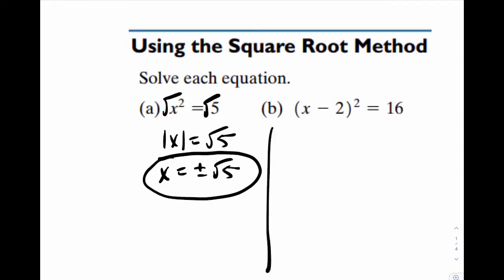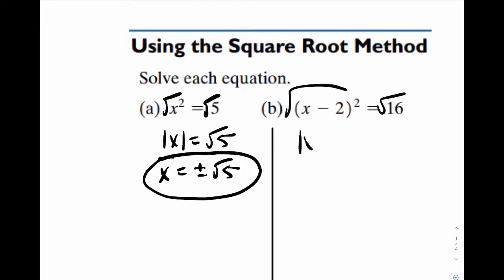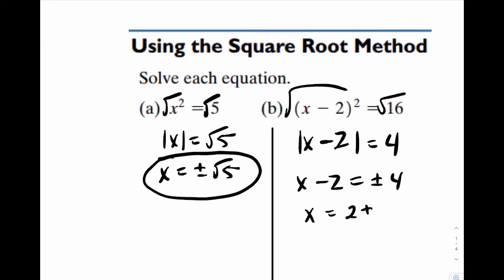So for b, let's try to do it again. We're going to square root that. The absolute value of x minus 2, that's going to be 4. That would imply that x minus 2 is equal to plus or minus 4. And now we can see the answer. X is 2 plus or minus 4. So x must be 6 or negative 2.